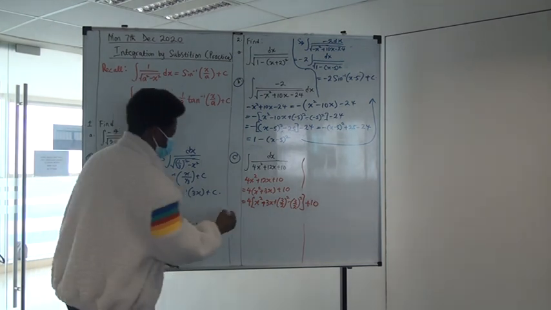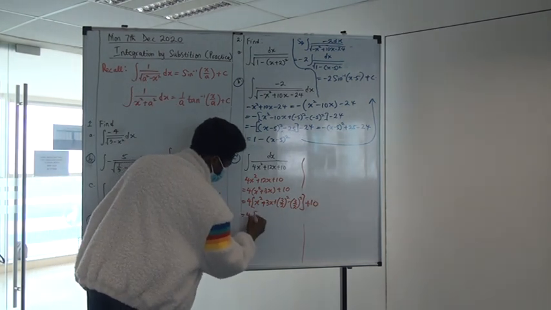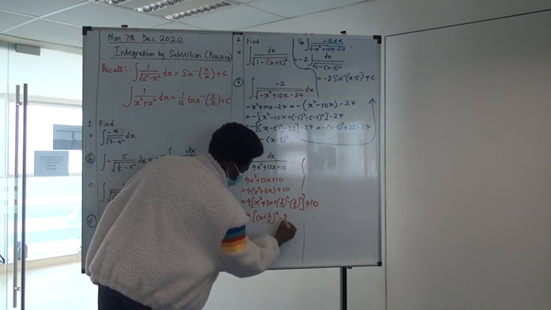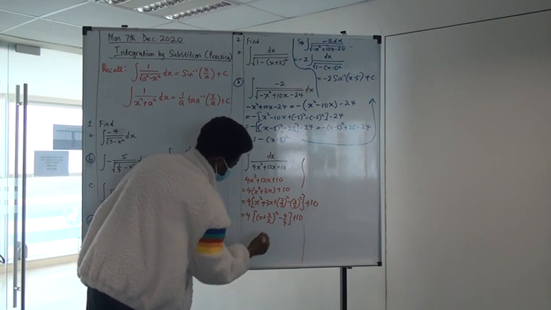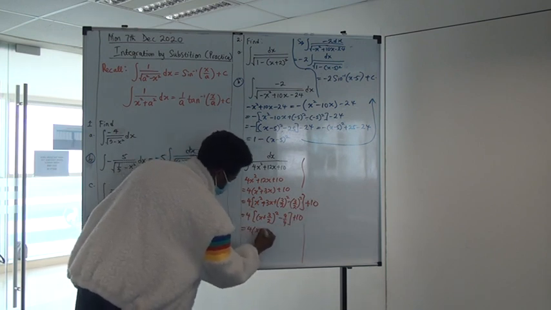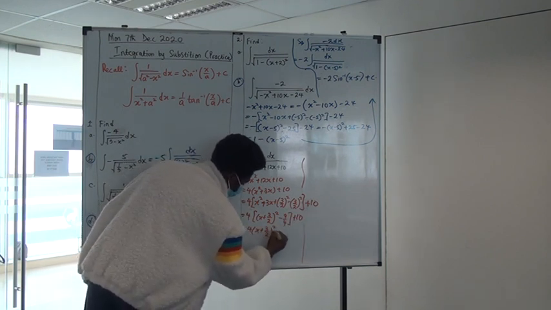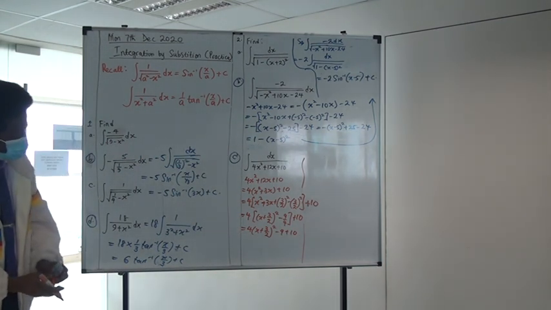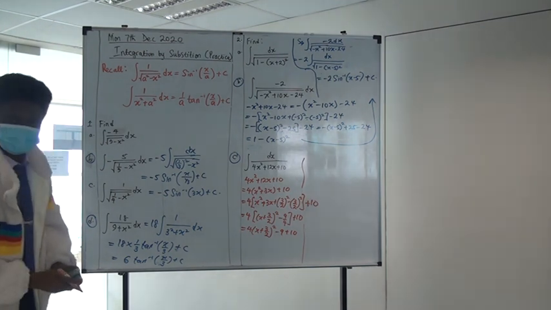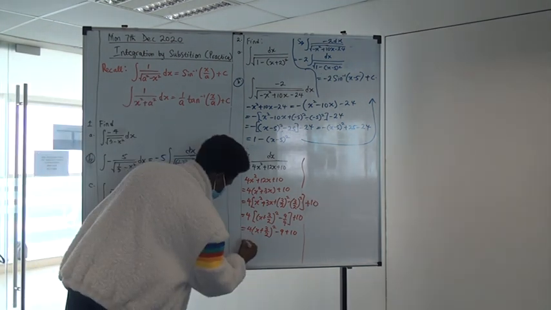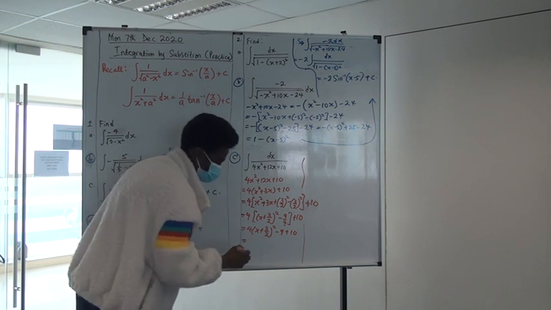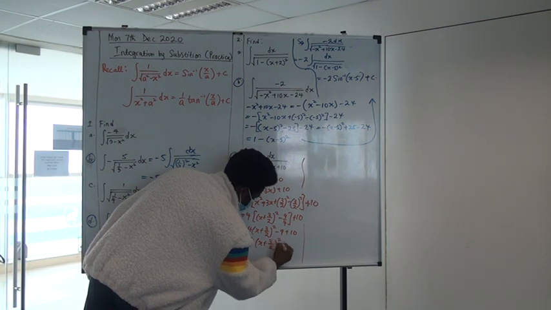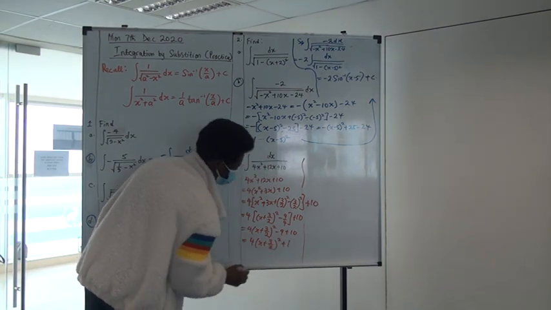Understand? So that you get 4 times x plus 3 over 2, this is minus 9 over 4. Then you still have your plus 10. So if you open the bracket, you have 4 brackets x plus 3 over 2 squared minus 9 plus 10, which is 1. Okay, so maybe something is wrong. So this will be 4 times x plus 3 over 2 all squared plus 1.